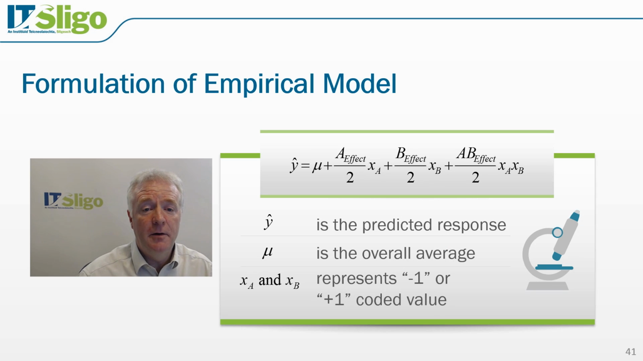The next step is to develop our empirical model. And we see here the empirical model. This is the generic empirical model associated with a two-factor design.